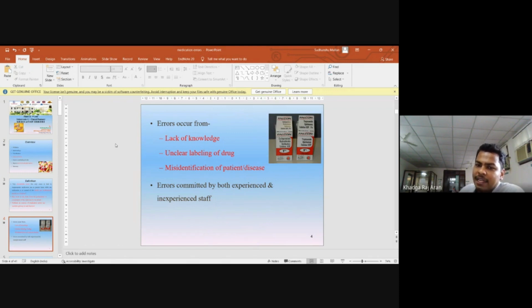Next is the misidentification of patient or disease. Suppose patients have an infection of bacteria like a gram positive infection, and the doctor or physician is giving antibiotics that only inhibit gram negative bacteria, so that is the misidentification of the disease. These errors may occur due to both experienced as well as inexperienced staff. So depending on the knowledge, depending on the experience also, it can happen.